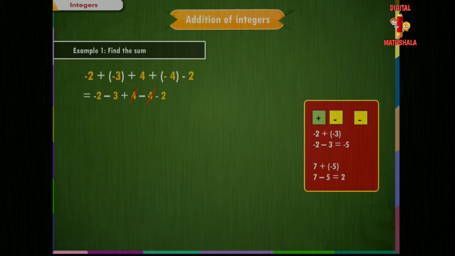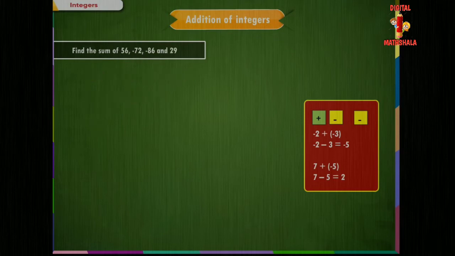Step 3. Start solving the problem from left. Consider first two integers, find their sum and add the third integer to it. Here, -5 minus 2 is equal to -7. Remember, for adding two negative numbers, we add their values and prefix minus sign to their sum.